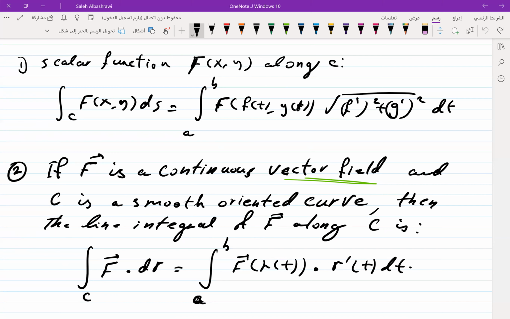We have to just see the difference between these two integrations, scalar function and vector field function. For the scalar, we just substitute the parametric equations into the given function, and for the vector field, we use the dot product of f of the vector function of the curve with the derivative.